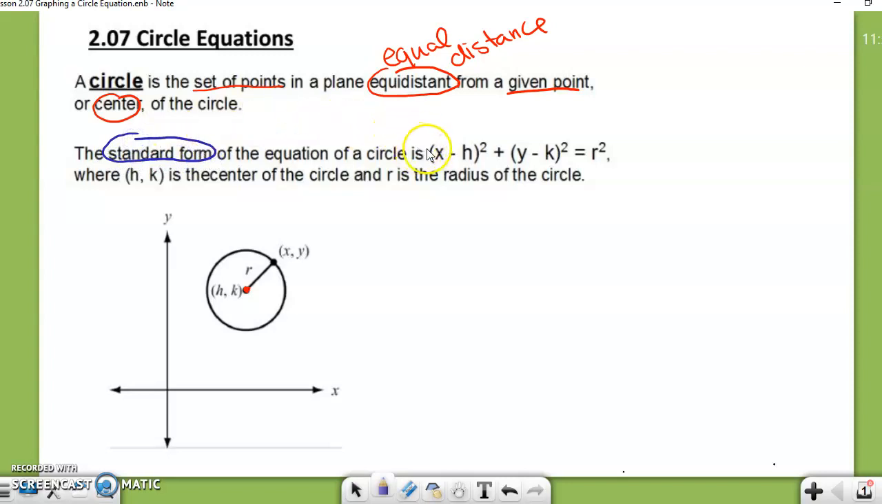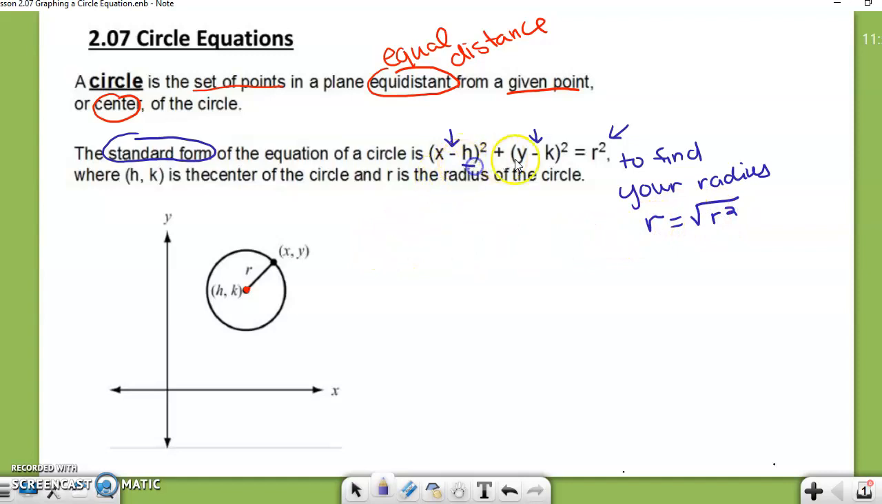And it is x minus h, the negative is in the formula, and that amount is squared, plus y minus k, and that amount is squared, equals your radius squared. Pay attention to that. In order to find your radius, r, you're going to have to take the square root of r squared. The square root cancels the square out, and that's just going to be your r value.